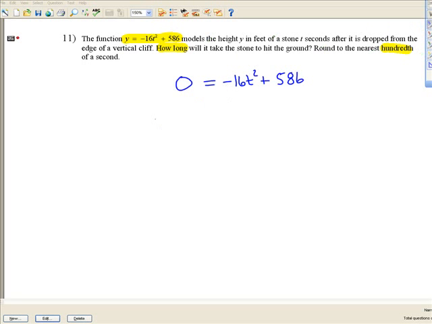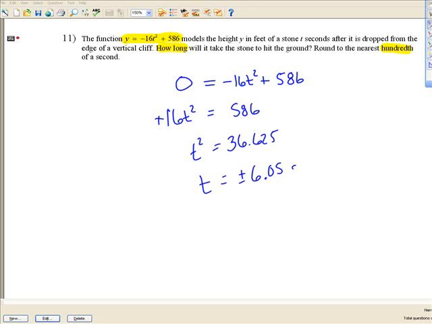If I add this negative 16t squared to both sides, I'd have a positive 16t squared on the right. I'm going to go ahead and divide by 16. 586 divided by 16 is 36.625, and then take a square root. And I get the positive or negative square root of 6.05 seconds. Well, negative time doesn't make sense, so we're going to just get rid of that, keep the positive.